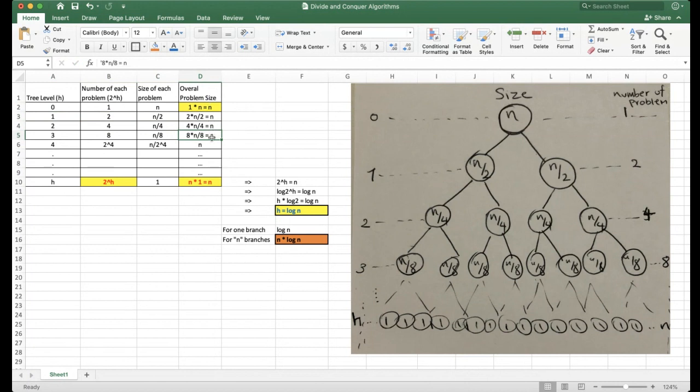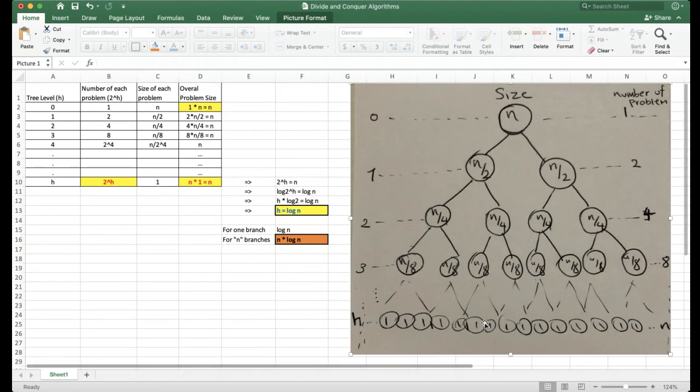So no matter what, even when we get to this point where the size of my problem is only 1, I'm still going to solve the overall problem that is n. So that means although the size of the problems is 1, I should have n of them. So the overall size of these problems still stays at n, right? So that means at this level, as you see on this picture, at the last level, level h, I'm going to have n problems and each of those problems has size 1.